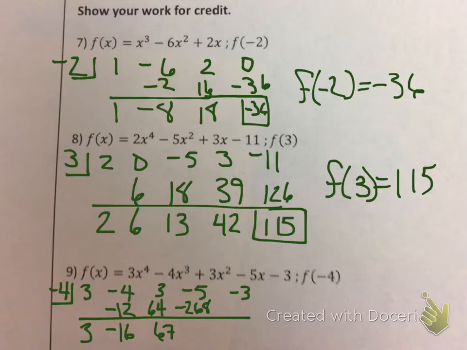268 minus 5 would be 263... then I would multiply that times -4 and get 1,092 positive, subtracted by 3, which would give me 1,089. So f of -4 is 1,089.